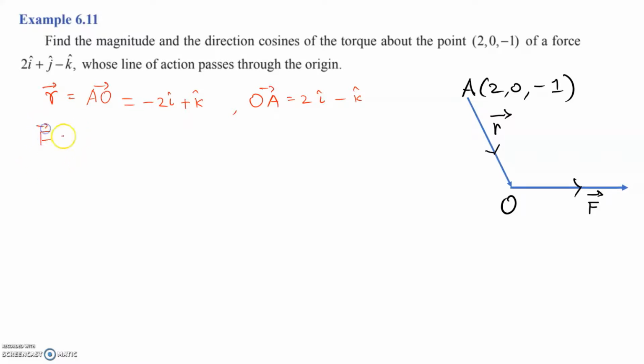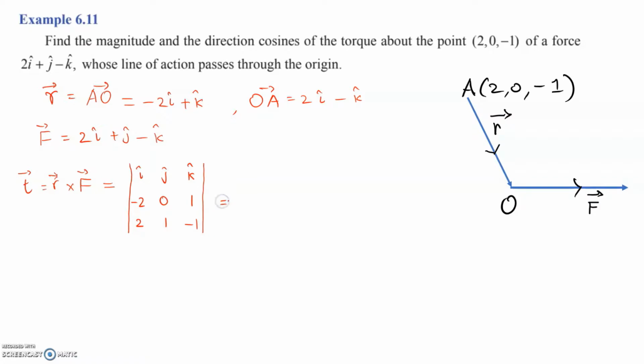Right. Next, let's find R cross F. So before that, our vector F is defined as 2i cap + j cap - k cap. So torque is equal to R cross F. So that will be defined as the determinant of i cap, j cap, k cap. For R, the coefficient of i cap is -2, coefficient of j is 0, coefficient of k cap is 1, and for F the coefficient of i cap is 2, coefficient of j cap is 1, and k cap is -1.